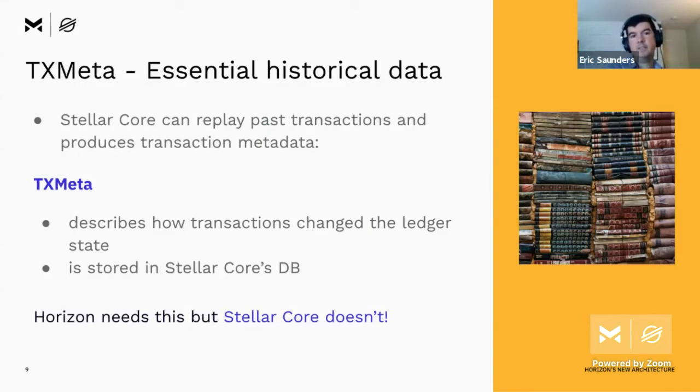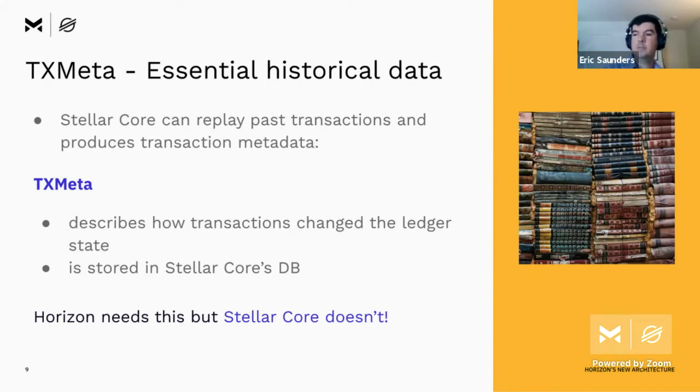Okay, so Stellar Core can replay past transactions. And when it does, it produces something very special, very important. It produces transaction metadata. We call this TX meta, and I'm going to call it TX meta for the rest of the talk. Now, TX meta is really, really important. It describes how transactions actually changed the state of the ledger. And it's stored in Stellar Core's database.